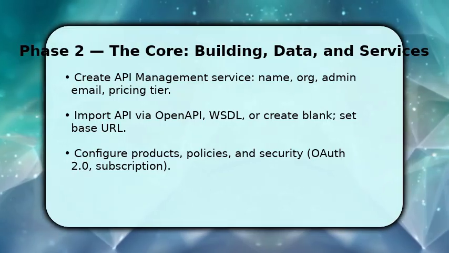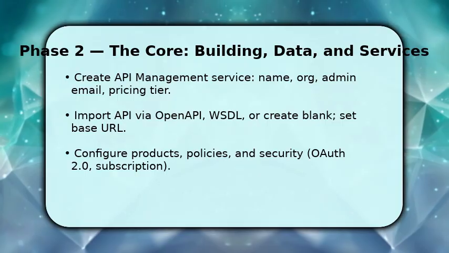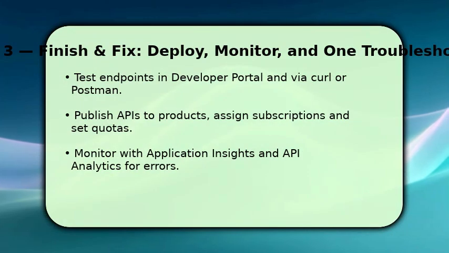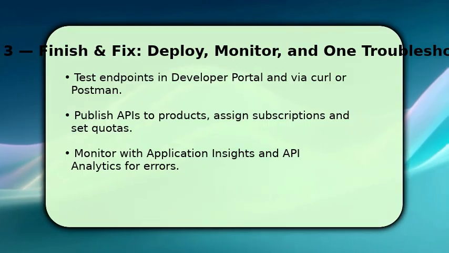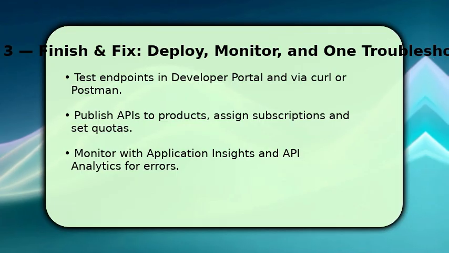You finish by testing every endpoint in the developer portal and externally with curl or Postman. Verify headers, tokens, and response codes. Once verified, publish APIs to products, assign subscriptions, and set quotas or rate limits so clients behave.